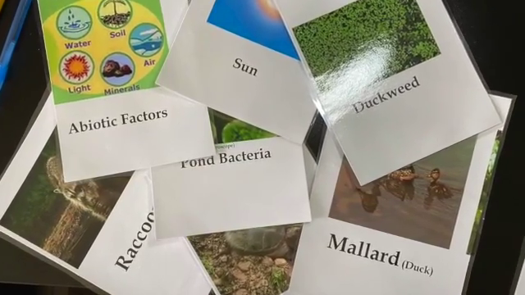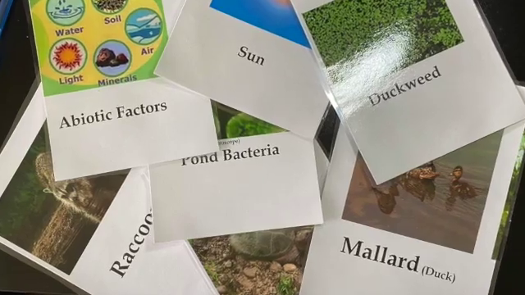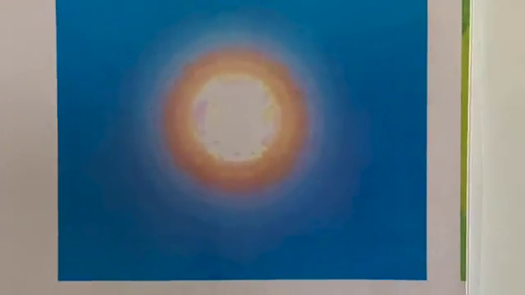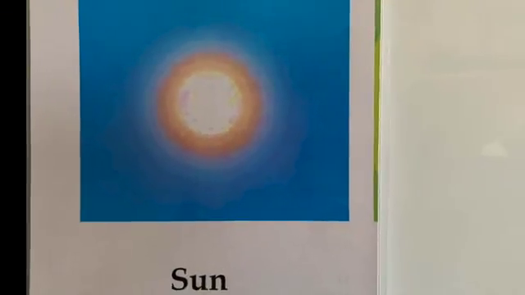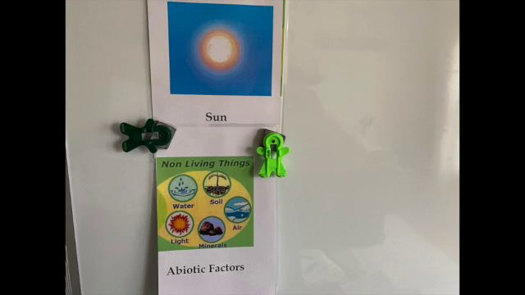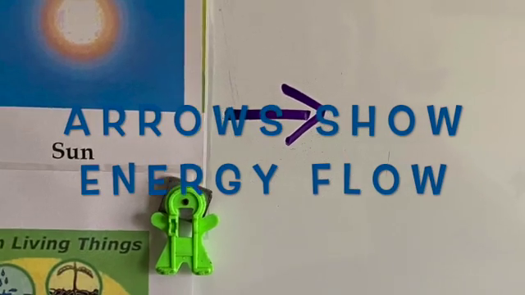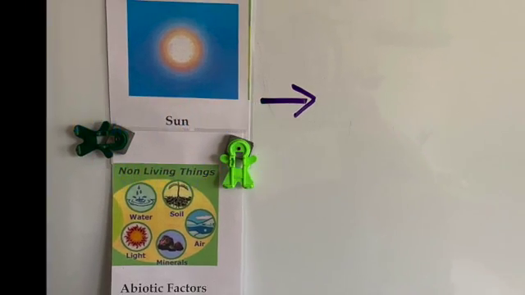Where does all the energy come from? What is the source? The sun. The sun provides all of our energy. So there are those abiotic factors which the sun is part of. Remember, the sun is the only one that is providing energy though. To show that sun's energy going to the producer, we have arrows. Arrows show energy flow.